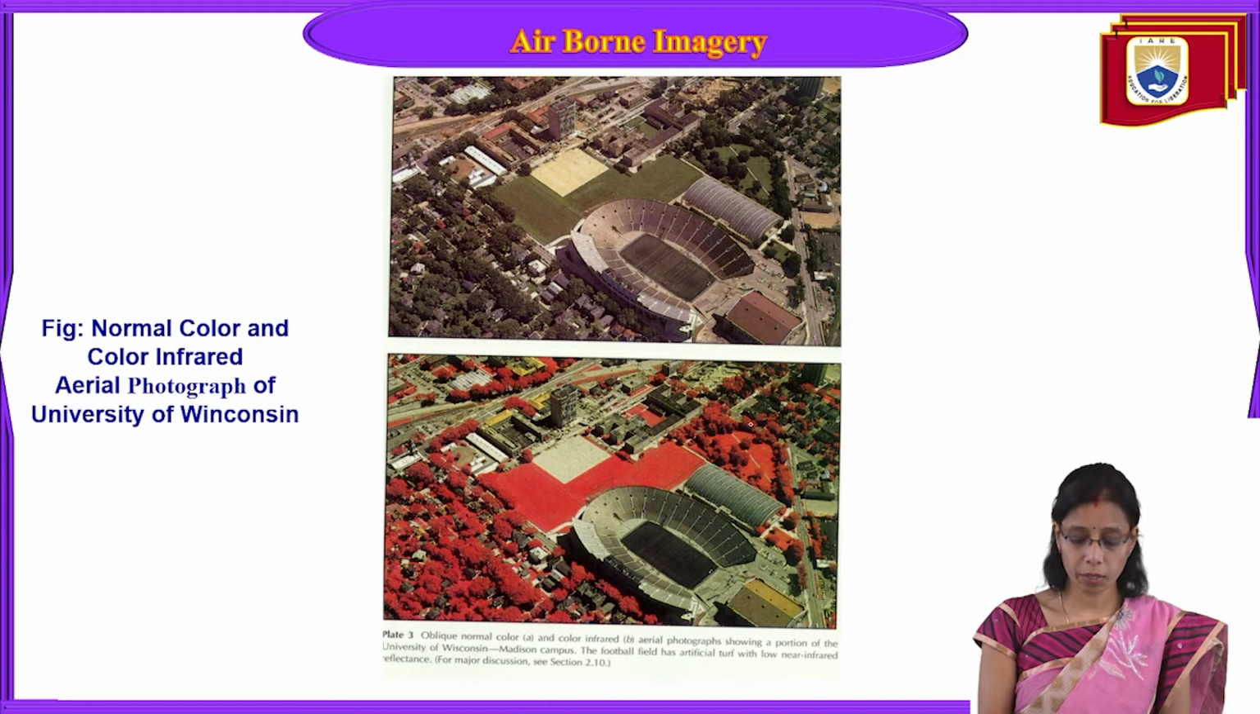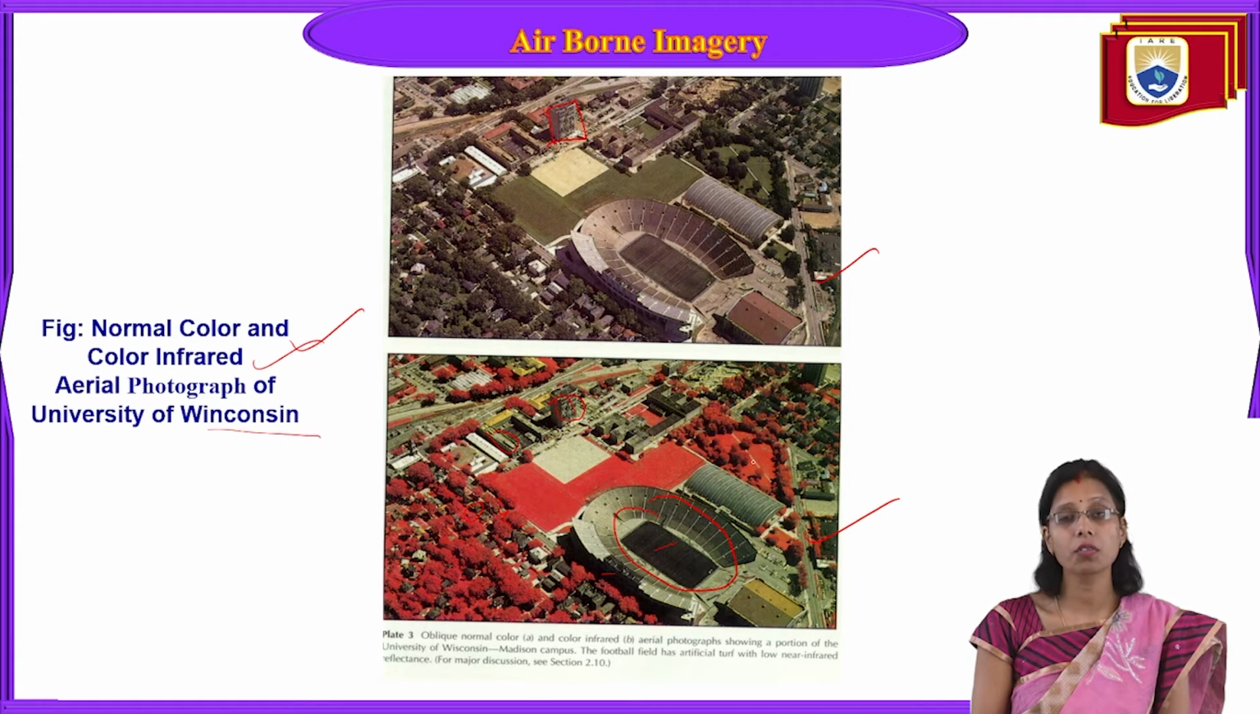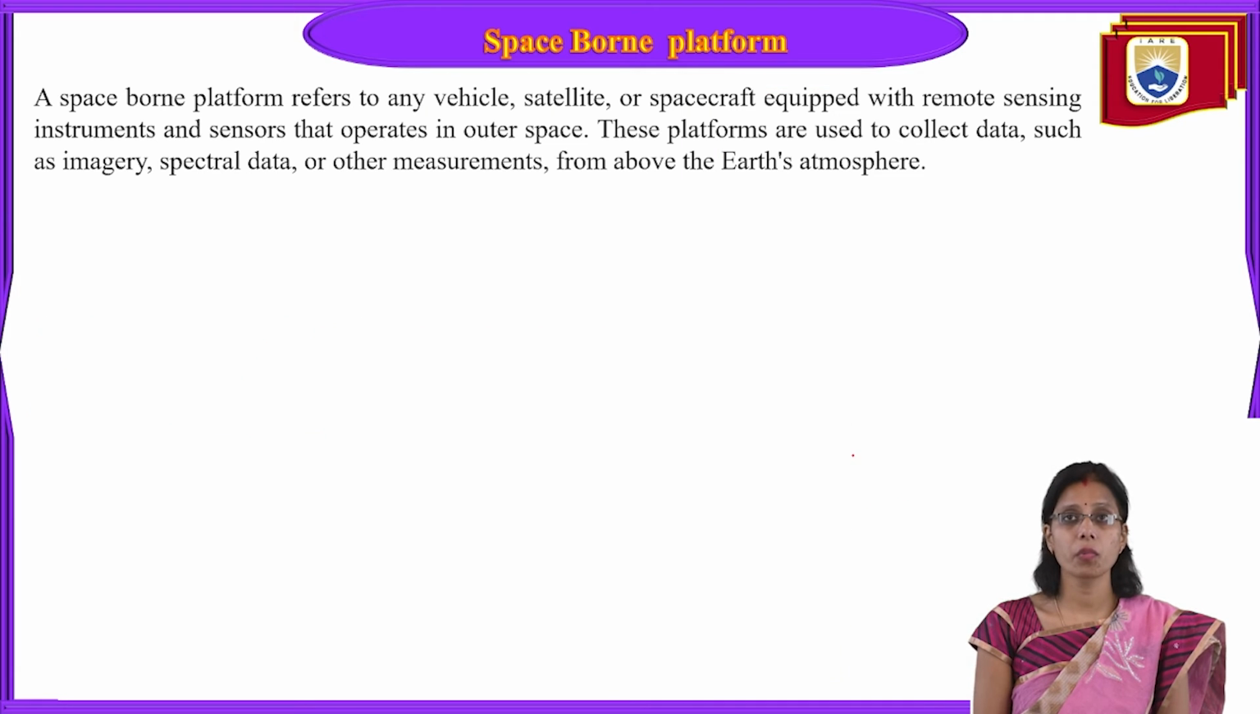So this is airborne imagery. You can see very clear imagery of this area. It's an oblique normal color photo. Very clearly we can identify here we have a stadium, here some vegetation, a building here, and a building here. Same kind of image here. This is a normal color infrared photograph and aerial photograph of the University of Wisconsin. It has been taken as an example for airborne imagery.